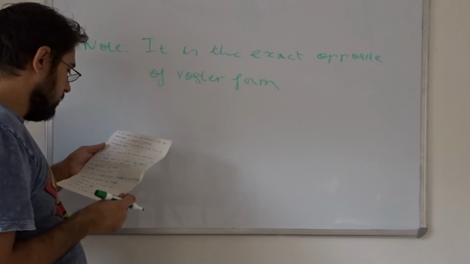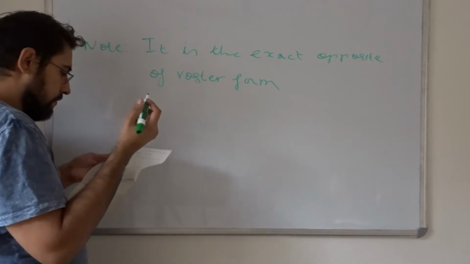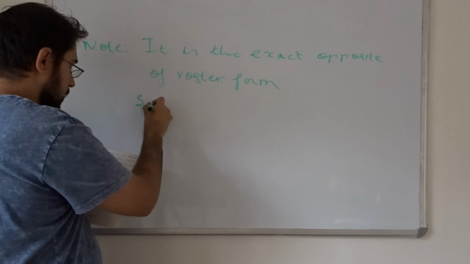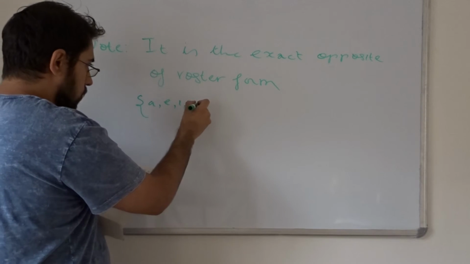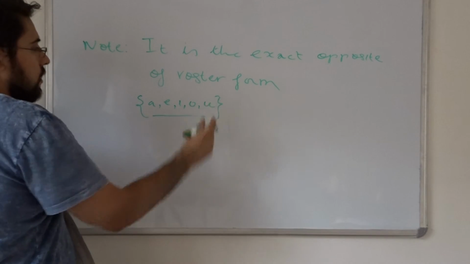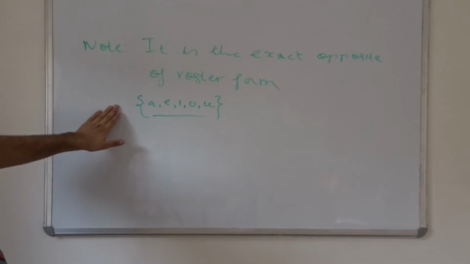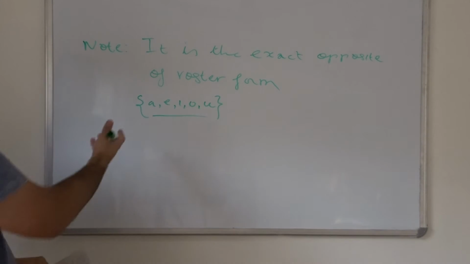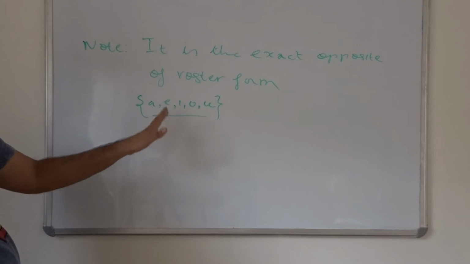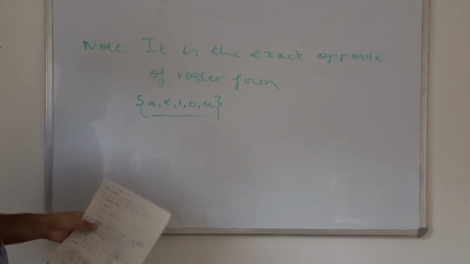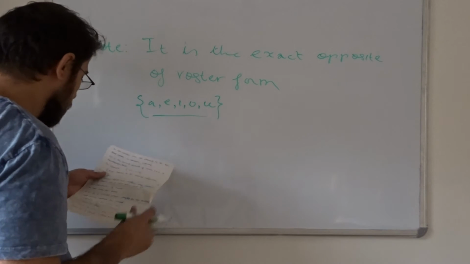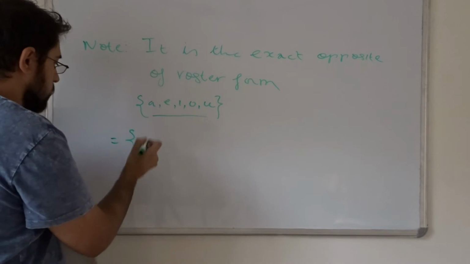Okay, so let's take an example. In roster form you have A, E, I, O, U. So this is in roster form. Now I'm going to put this in set builder form. So what is the common property in all these elements? The common property is that they are all vowels, isn't it? So this is how you answer this question.